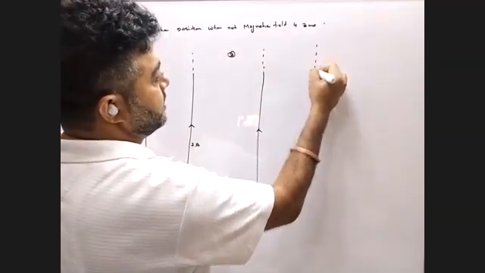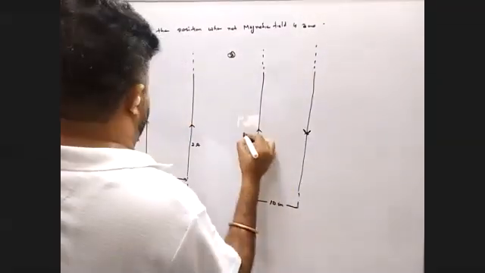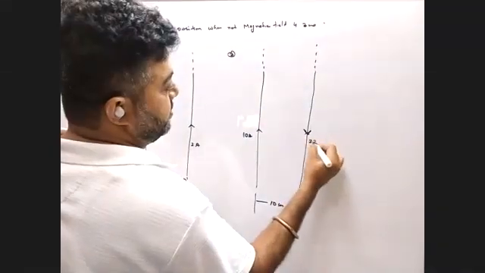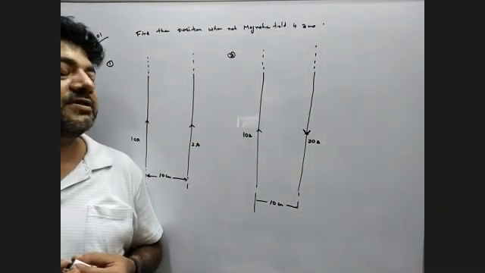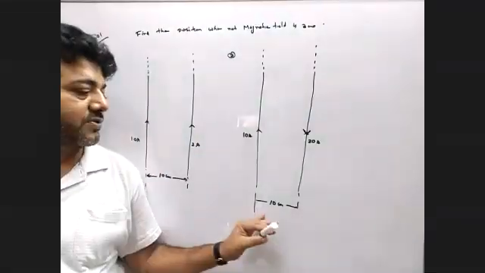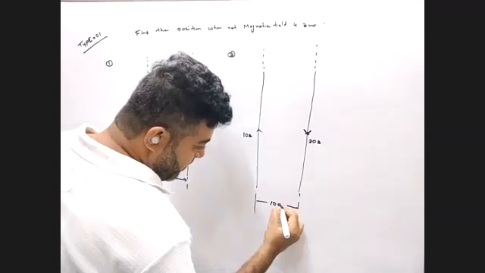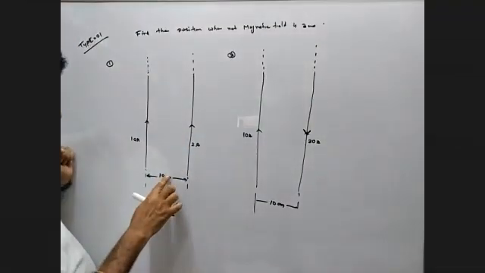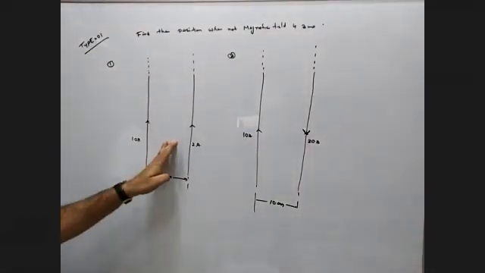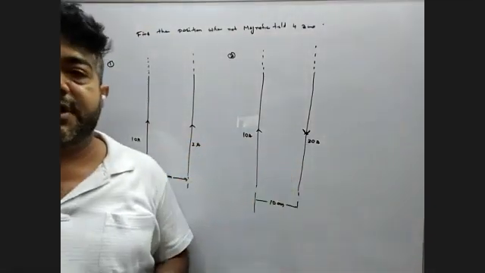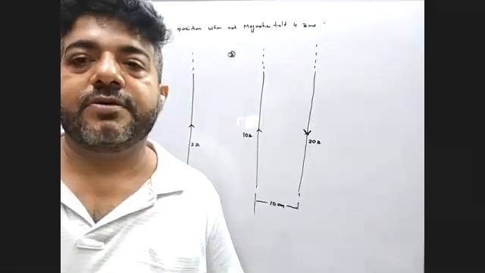The currents are in opposite directions. Same 10 centimeter, 10 ampere, 20 ampere. Same question: find the position where the net magnetic field is 0. You understand the question? This is 10 centimeter, this is also centimeter. Okay, everyone. Here the current flows in the same direction, here the current flows in the opposite direction. Find the position where the net magnetic field is 0.